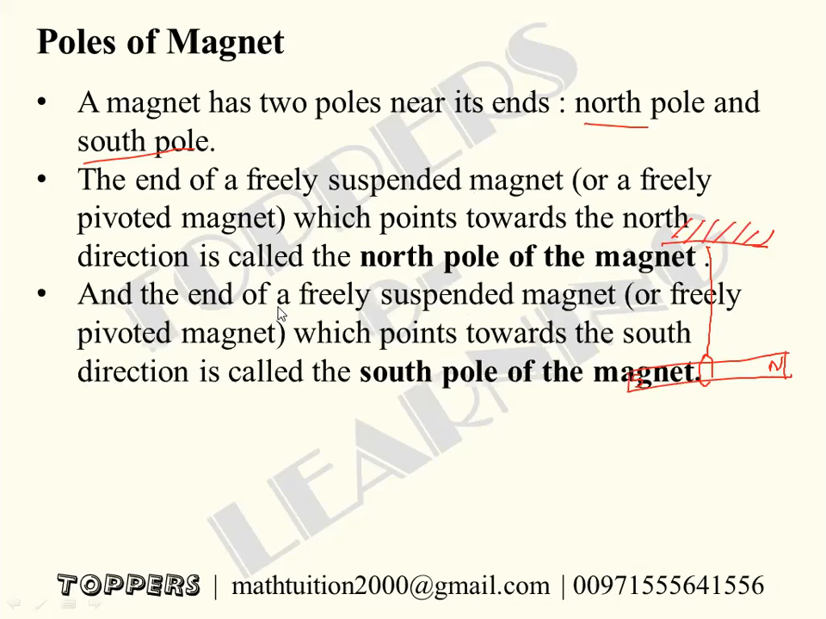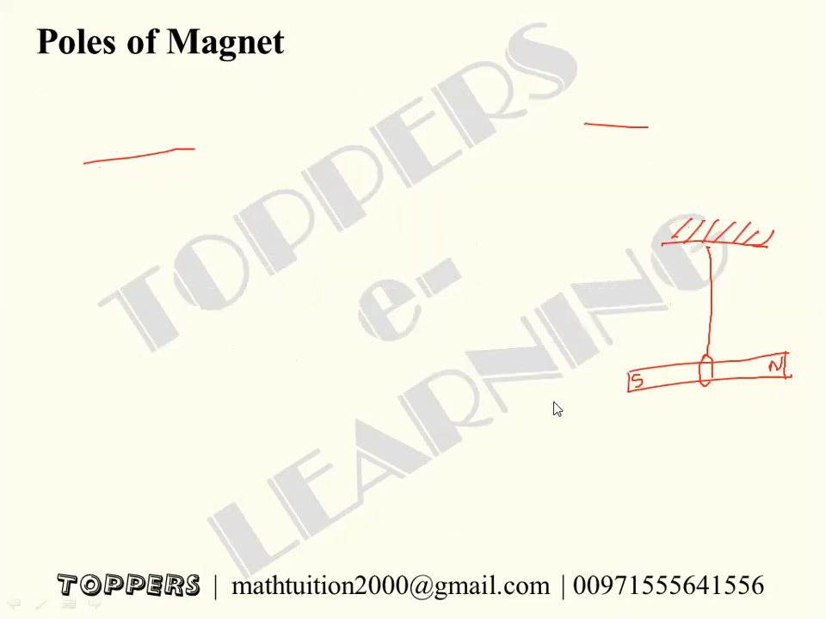So we can say the end of a freely suspended or freely pivoted magnet which points towards the south direction is called the south pole of the magnet. The end which points to the north is the north pole.